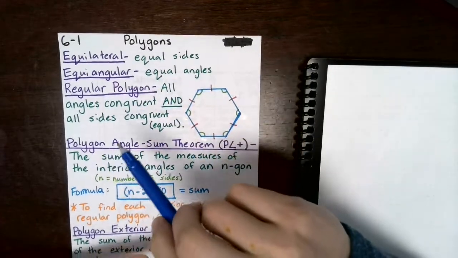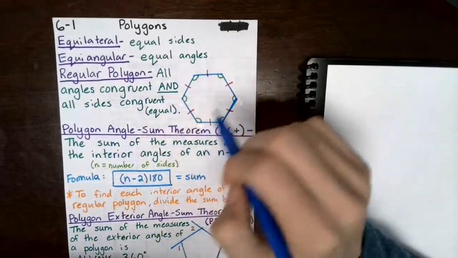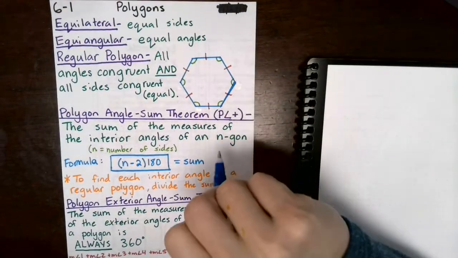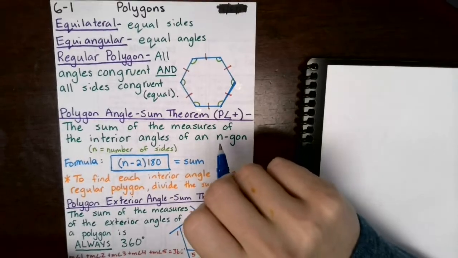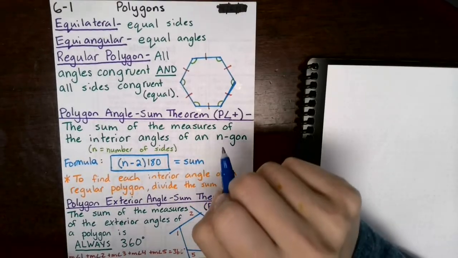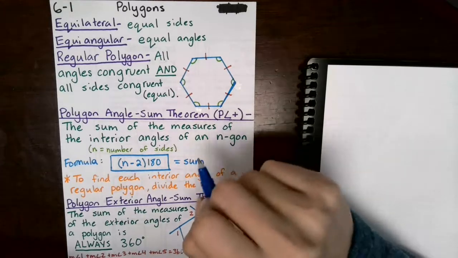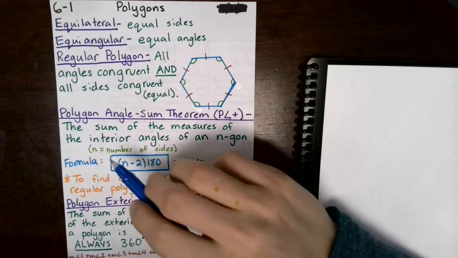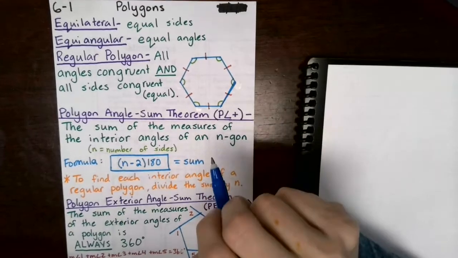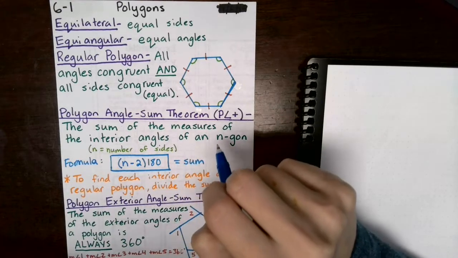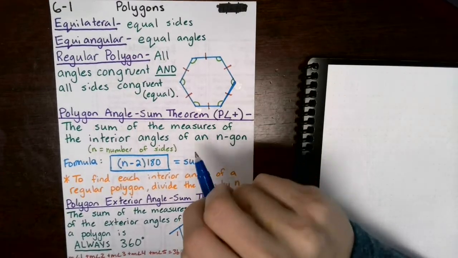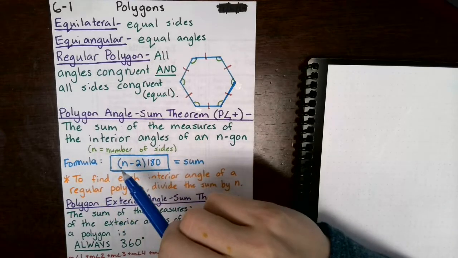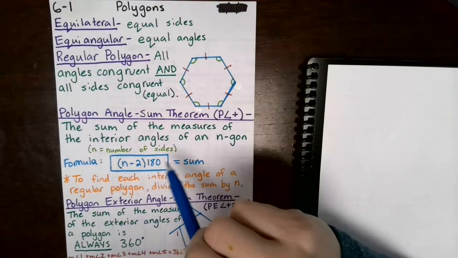This brings us to our polygon angle sum theorem. The way that this works is the sum of the measures of the interior angles of any n-gon. So you can think of hexagon, pentagon, dodecagon, nonagon, all of those things. We can find the sum of the measures of the angles by using the number of sides. And we can even go past that. We could just say 15-gon, 20-gon, 432-gon. It doesn't really matter what number goes right there, but that's the number of sides. And we have this formula: n minus 2 times 180 equals the sum.